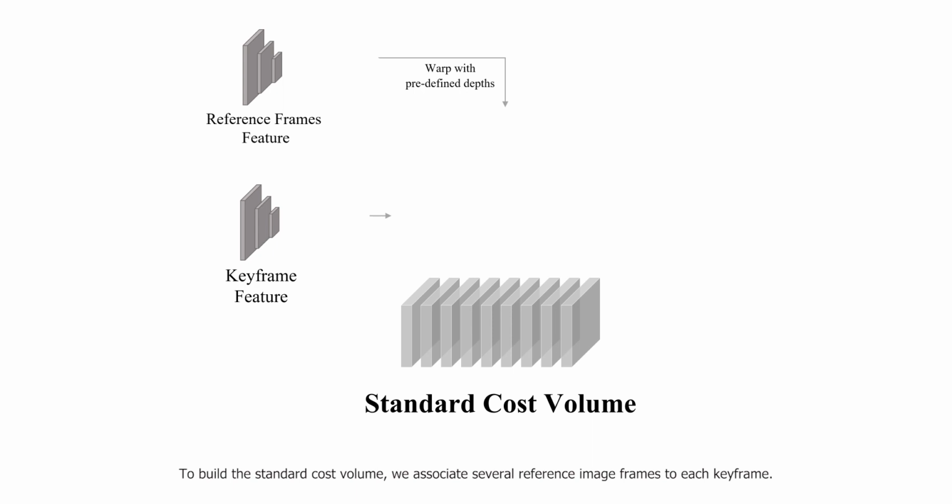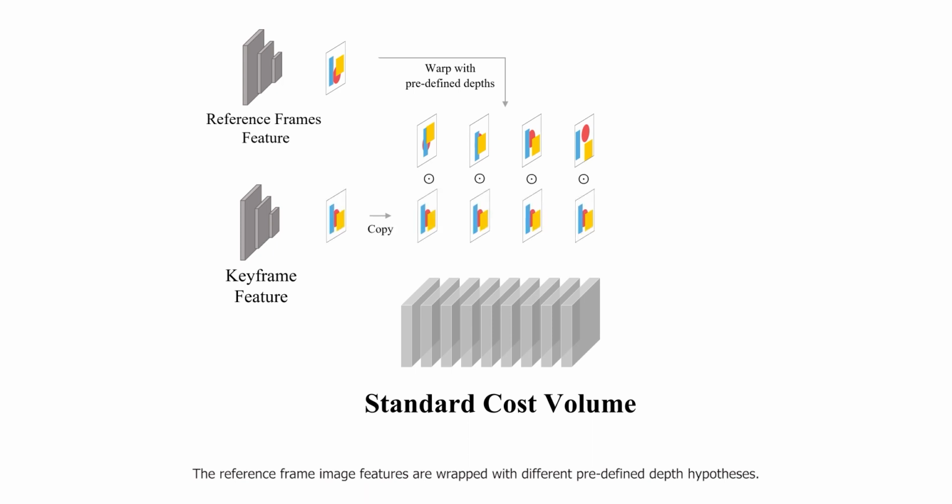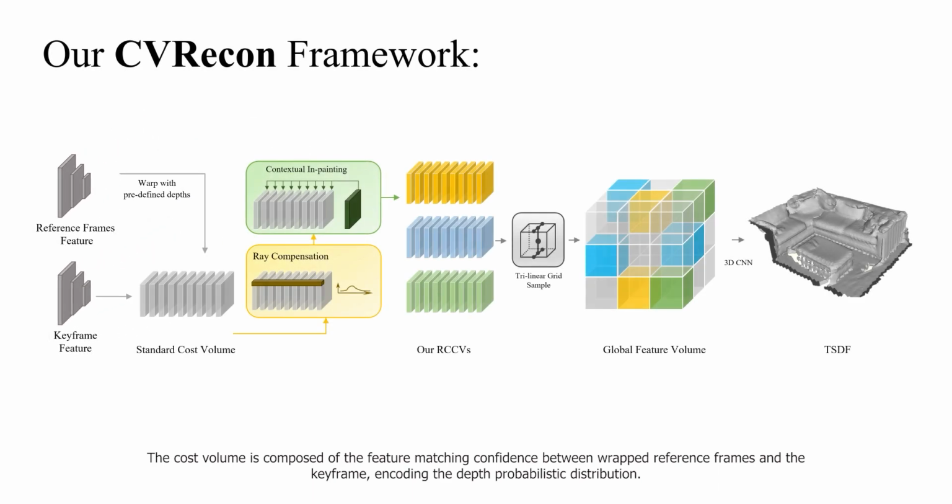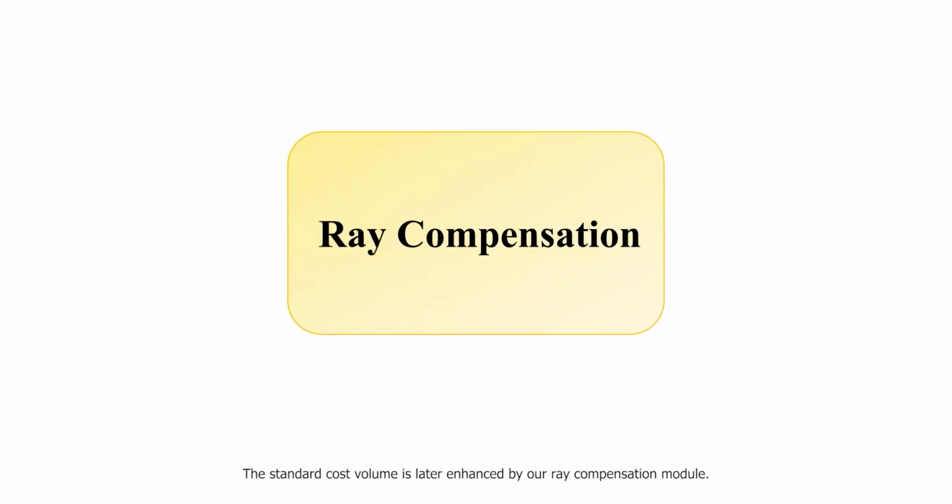The reference frame image features are warped with different predefined depth hypotheses. The cost volume is composed of the feature matching confidence between warped reference frames and the keyframe, encoding the depth probabilistic distribution. The standard cost volume is later enhanced by our ray compensation module.